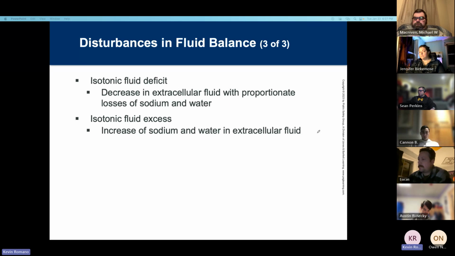All right, let's go to the isotonic fluid excess. How do we know if we have too much fluid? Excessive urination. Edema. What else though? I heard edema, heart failure, right? Too much fluid, it's got to go somewhere. It picks the path of least resistance, right? Third spacing, interstitial space fluid, edema, pulmonary edema in the lungs, depending on which side of your heart's failing. A lot of different causes could cause this.